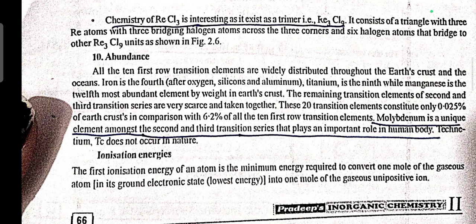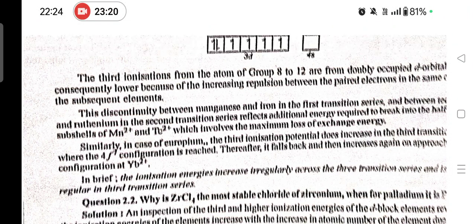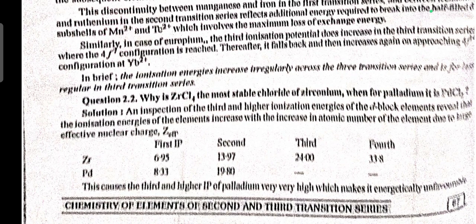Similarly, in the case of europium, the third ionization potential does increase in the third transition series, where the 4f⁷ configuration is reached. Thereafter, it falls back and then increases again on approaching the 4f¹⁴ configuration at Yb²⁺. In brief, the ionization energy increases irregularly across the third transition series and is regular in the second transition series. ZrCl₄ is the most stable chloride of zirconium, while for palladium it is PdCl₂.